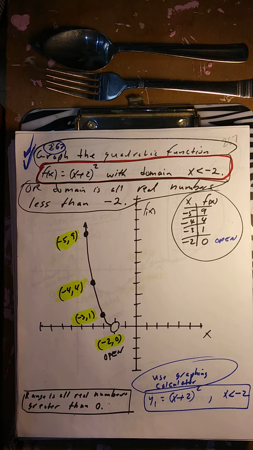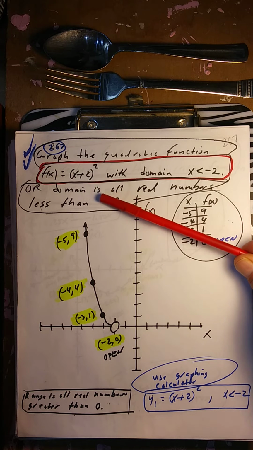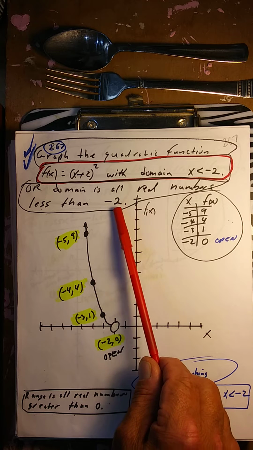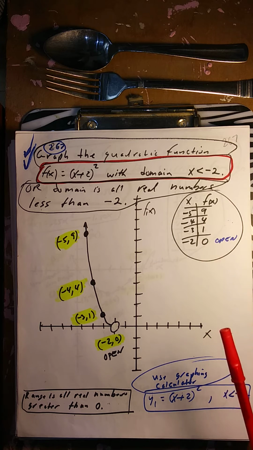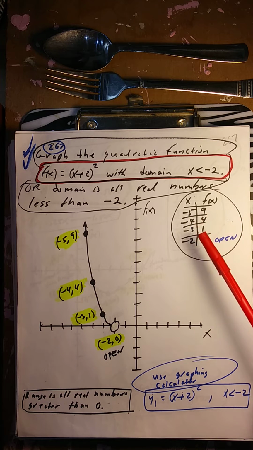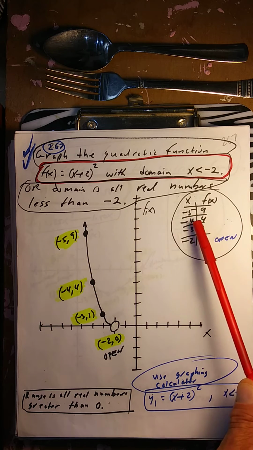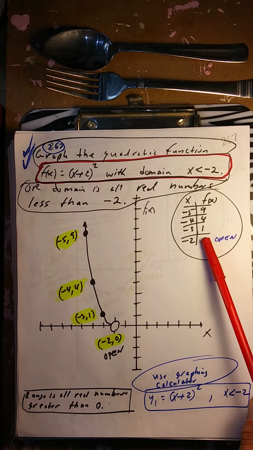Alright, another one. Graph the quadratic function. This time, f of x equals x plus 2 squared with domain x less than negative 2. Or domain is all real numbers less than negative 2. Again, I'm going to pick some numbers like negative 5, negative 4, negative 3, negative 2. Put them in there. So negative 5 in there, you're going to get 9. Then 4. Then 1. Then 0.